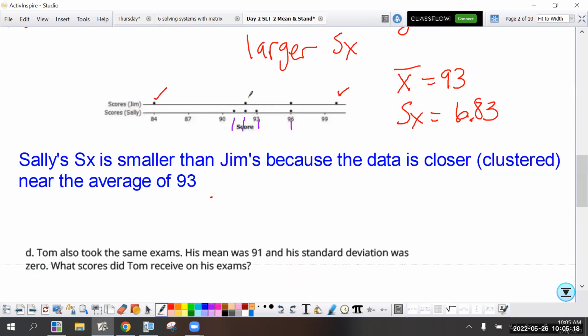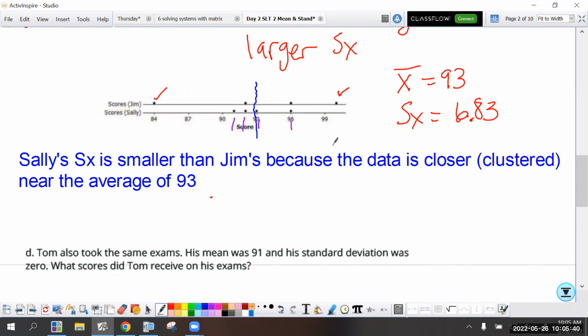So because right here is that average of 93, Sally's scores are much closer. They're clustered closer together around that average, whereas Jim's has these test scores that are more spread out.